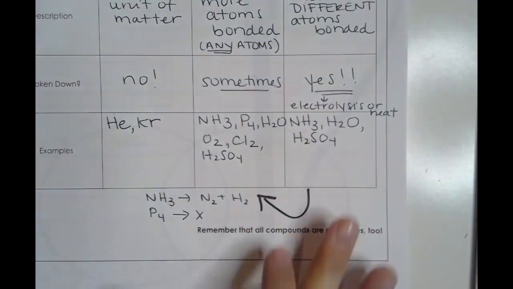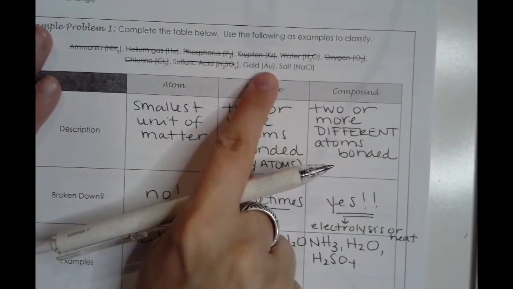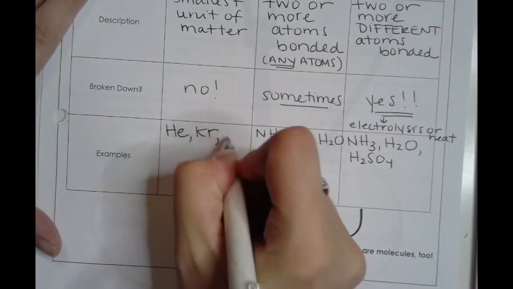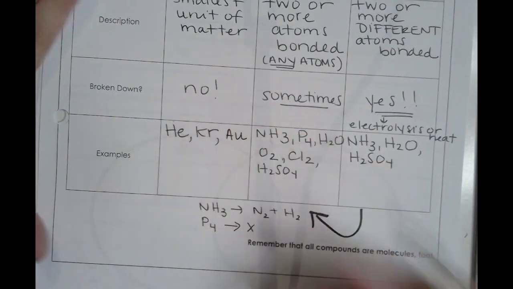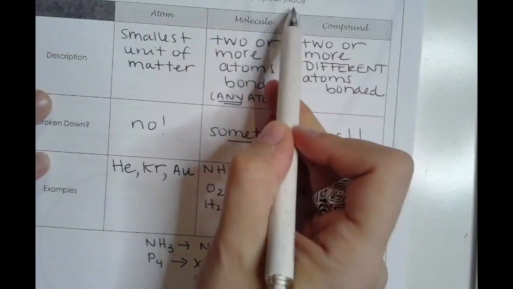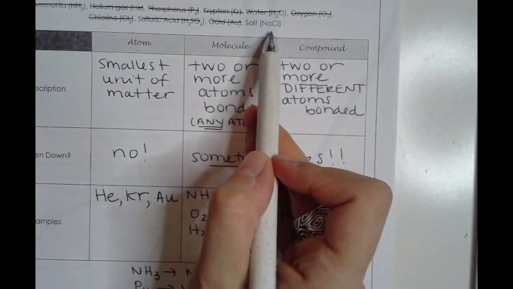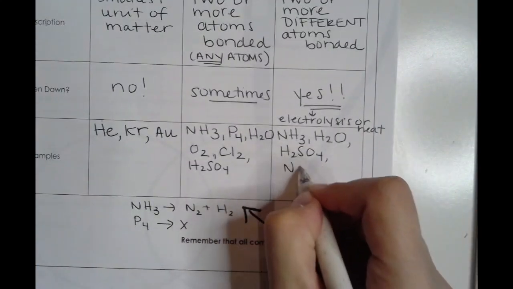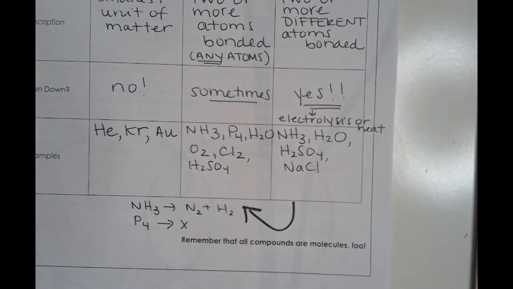Gold. It's just one atom. That's it. So in this case, this must be an atom. And salt. Sodium bonded to chlorine. In this case, this must be a compound. And whatever is a compound is always a molecule.